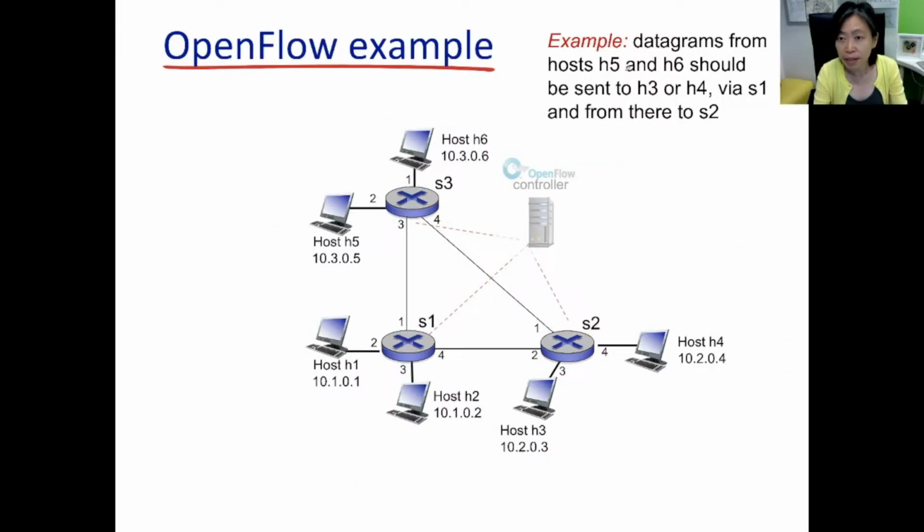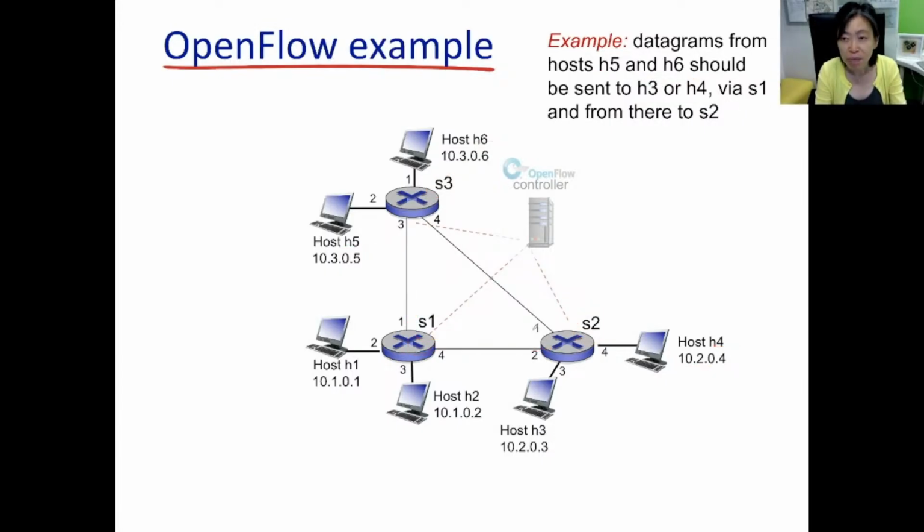The scenario is this: let's send packets from H5 and H6, from subnet 10.3, to H3 and H4, subnet 10.2, but through a very specific route, from S3 through S1 and then reaching S2. So we want this path.